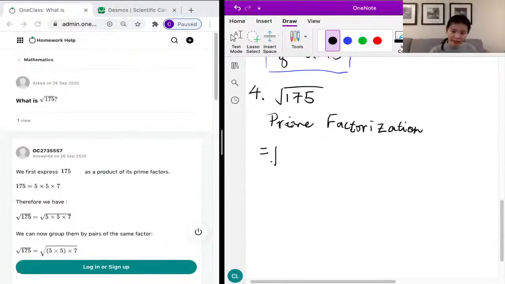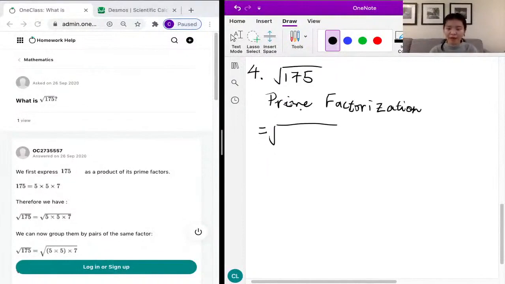So what prime factorization is, it basically converts a number into a lot of prime factors multiplied together. So what is the prime factor of 175? The best we can get here is 5, because any integer ending in 0 or 5 has 5 as its factor. And 175 ends in 5, so 5 is one of the factors of 175.